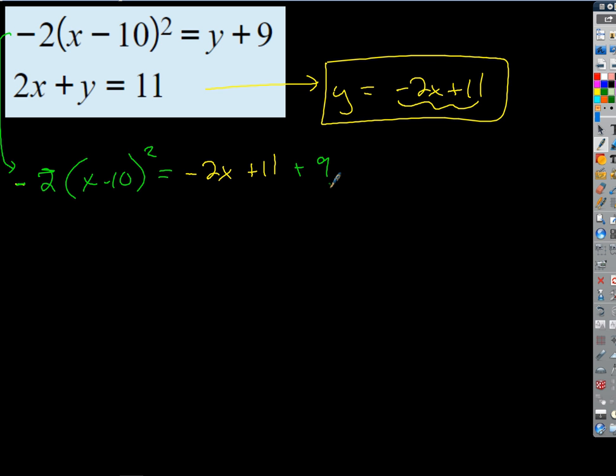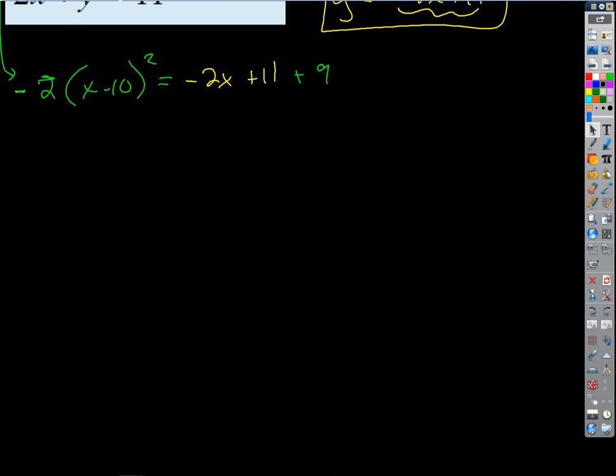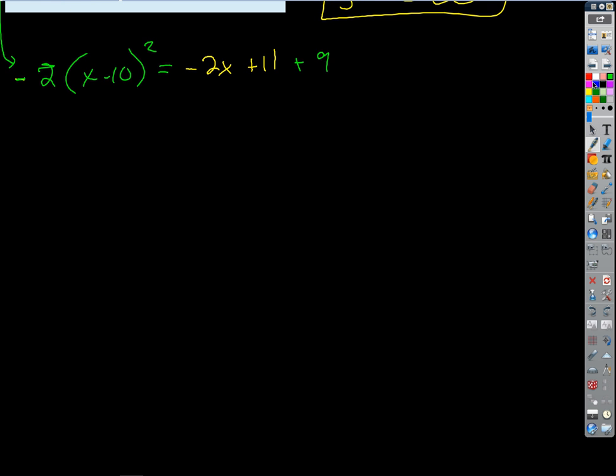Okay, that's step 1. That's good. We eliminated the y's. We've only got one kind of variable, which is an x. Now what do we do? It looks like a mess. Okay, so we got to simplify this thing, don't we? Right? Let's start with the right side. On the right side, if I combine like terms, what do I get? Negative 2x. Aha. And on the left side, we get negative 2 times x minus 10 squared.